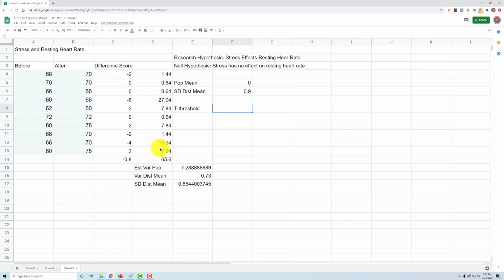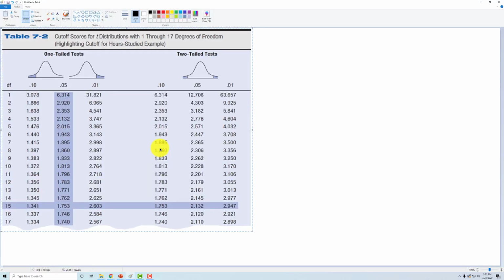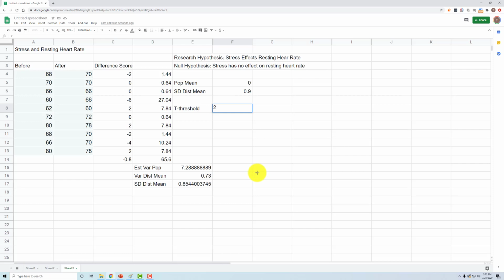All right, so now I need to get a t threshold. Things are a little bit different because in this case the research hypothesis is that stress affects resting heart rate. There is no direction there. So I come back to my table. In this case, it's a two-tailed test. We still have degrees of freedom of 9. We can still use the alpha of 0.05, but now my threshold is going to be 2.262.